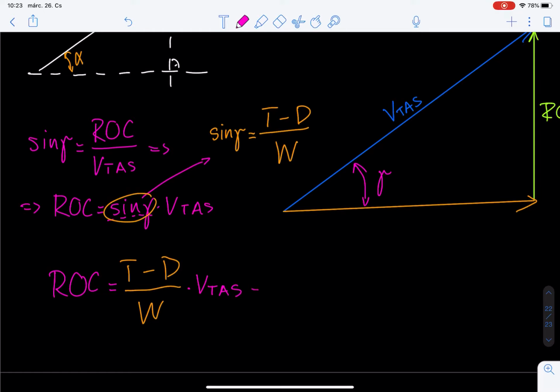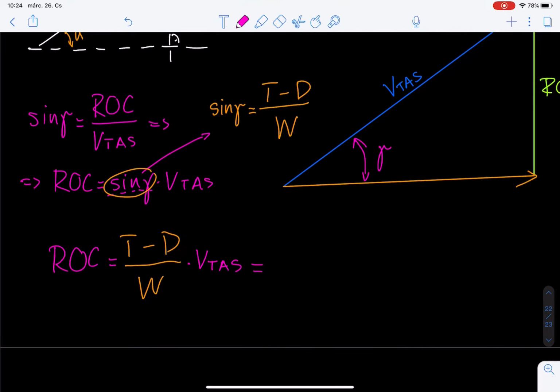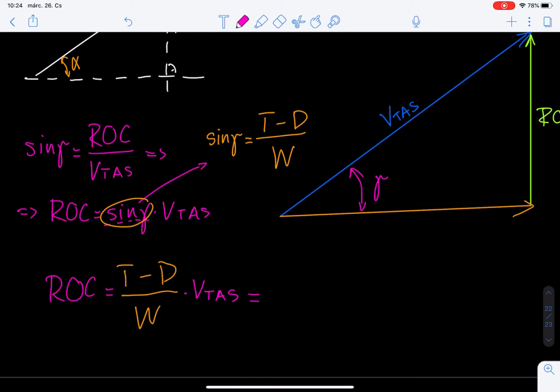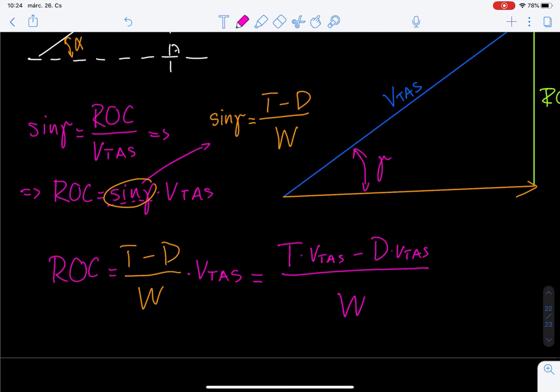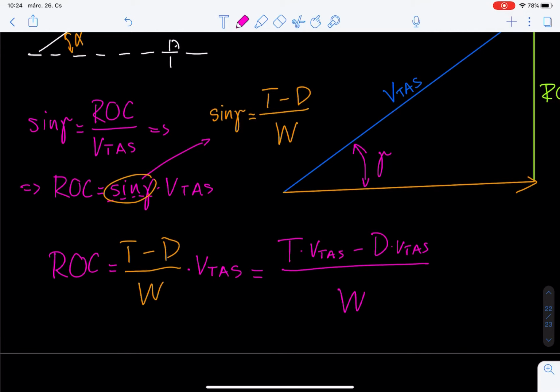Okay, I can take this one step further. So it's basically the excess thrust over the weight times the true airspeed. What I can do is multiply each of the forces with the true airspeed to get it into one big expression. So what I'm going to have is the thrust times the true airspeed minus the drag times the true airspeed over the weight. Okay, now I have two very interesting expressions right here. Thrust times velocity and drag times velocity.